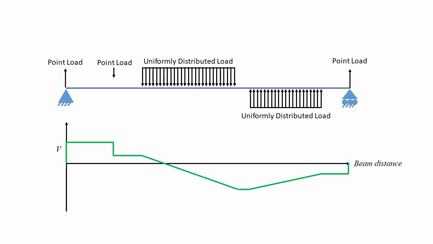When there is no load, the shear remains constant, and where there is a uniformly distributed load, the shear changes linearly with the UDL. If the UDL points downwards, then the shear will have a negative gradient, and if the UDL points upwards, then the shear will have a positive gradient. Here we have only looked at uniformly distributed loads and not distributed loads that are not uniform or are more complex.